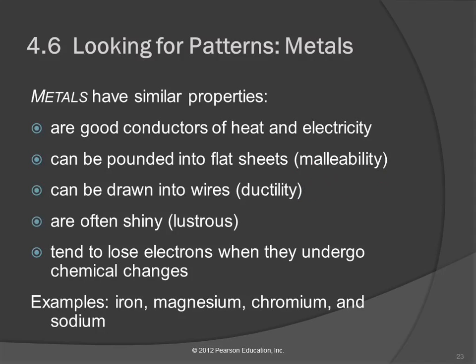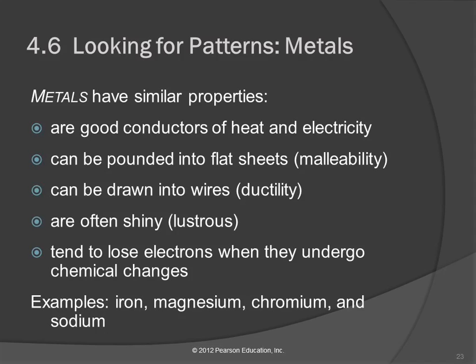We say it's malleable. If you take a piece of metal and you bang on it with a hammer, it will dent, it won't shatter. If you try doing that with rubber or glass, you're going to have different results. Or a giant crystal of salt. It's just going to shatter. But metals can be pounded. They can also be drawn into wires. That's called ductility. Metals are often shiny. They are lustrous. And metals tend to lose electrons when they undergo chemical changes. So metals tend to lose electrons.